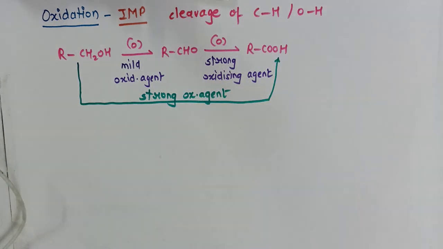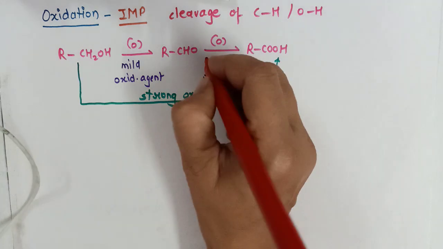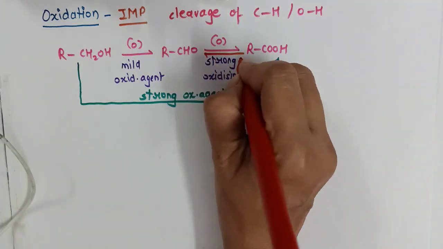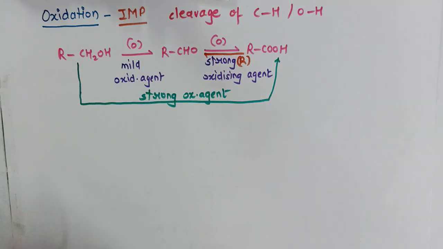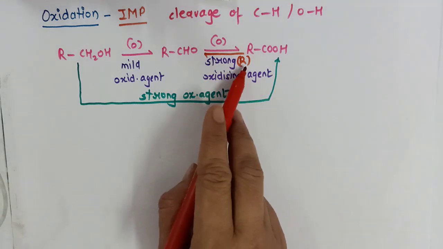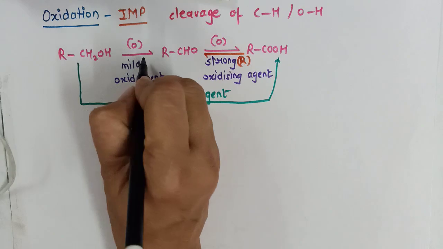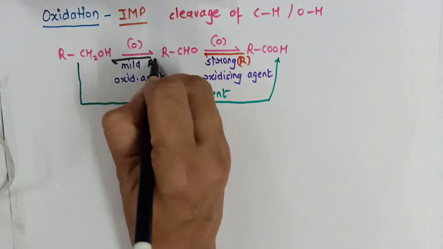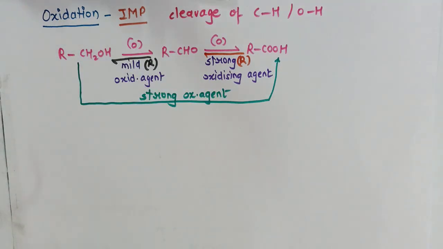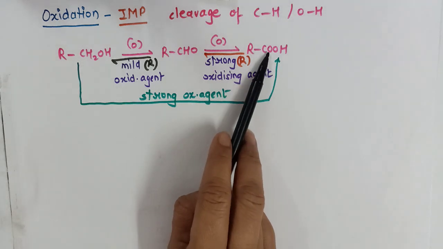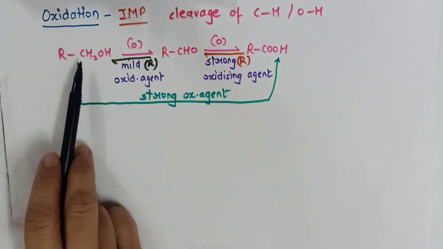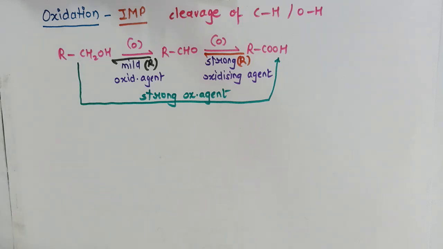The acids on reduction give aldehyde, and the aldehydes on reduction give alcohol. Again, if I choose a strong reducing agent, the acid will be directly reduced to alcohol. And therefore, we have to discuss a lot of oxidizing agents under this category.